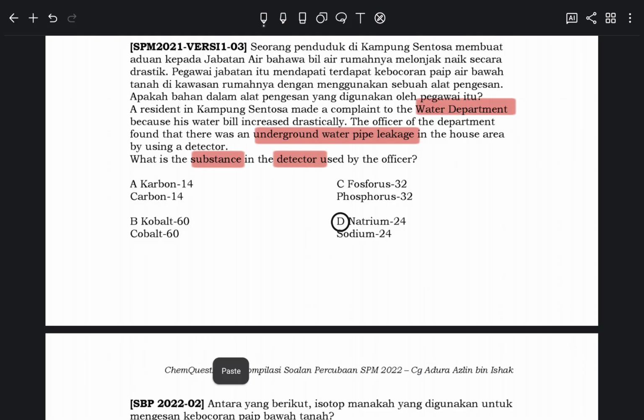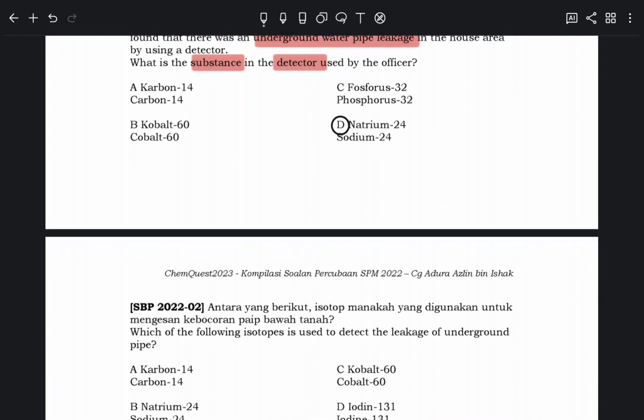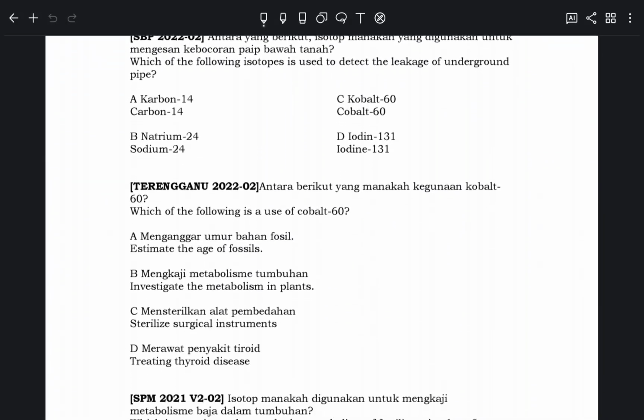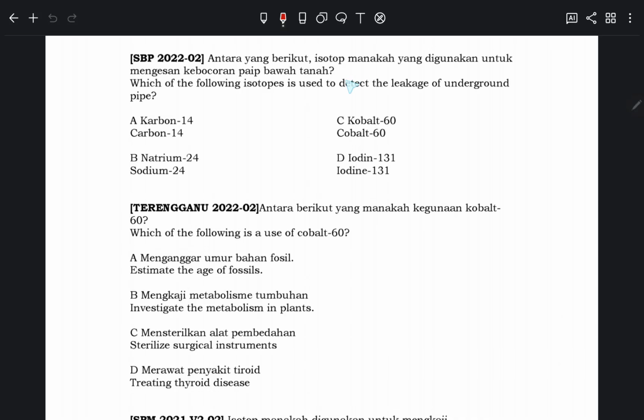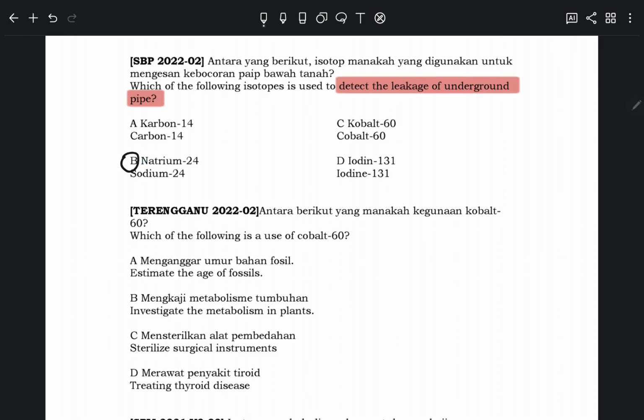You see, because I always do past year questions, whenever I write it, it's already stuck in my long-term memory. Okay, SPM question: which of the isotopes is used to detect the leakage of underground pipe? You see, repetition. So leakage is always sodium 24. I repeat again, carbon 14 is for fossil age. If you don't write the complete sentence, just write short to remember the keywords. But in paper 2, don't write the short one, you should write the complete one.